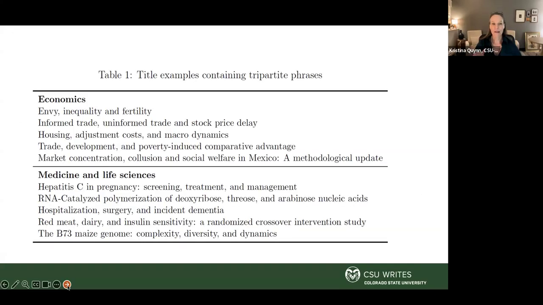And you can see some of the examples that they give: envy, inequality, and fertility, informed trade, and stock price delay, housing adjustment costs, and macro dynamics. And notice that these are big phrases. They're not overly dense, and you can grab onto them and you can kind of see how they might fit together and tell you a little bit about the topic that you would want to grab onto. So things like trade, development, and poverty-induced comparative advantage, market concentration, collusion, and social welfare in Mexico, a methodological update. And then you can take a look at the medicine and life science ones as well.